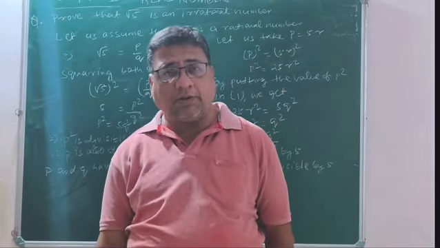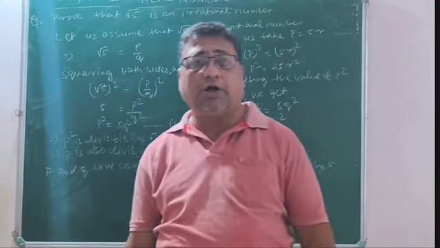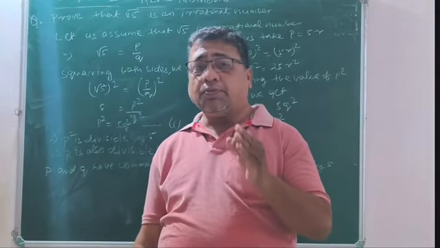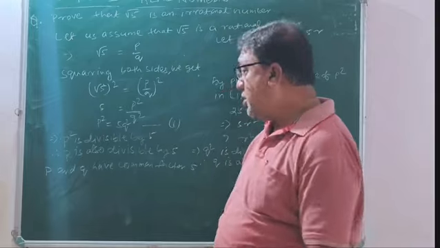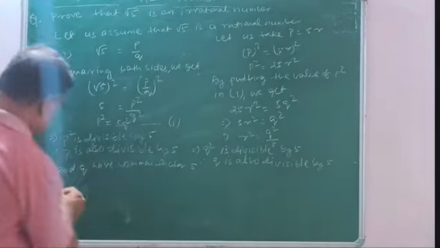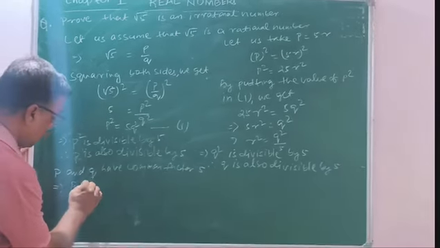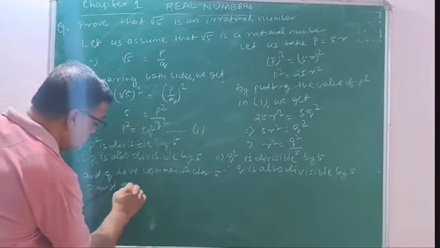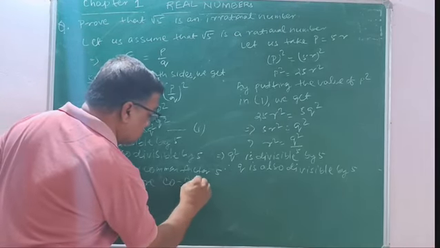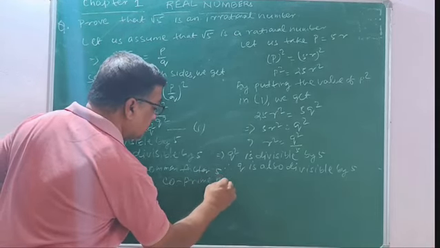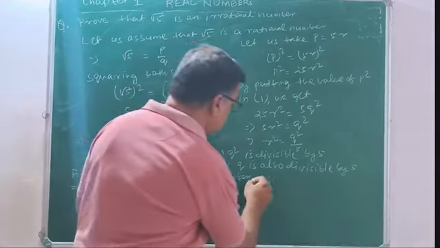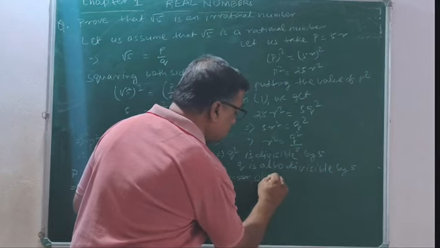But we know that in a rational number, numerator and denominator, p and q, are co-prime numbers. Co-prime numbers means the common factor should be 1, but here the common factor is 5. So this implies p and q are co-prime numbers whose common factor is 1.